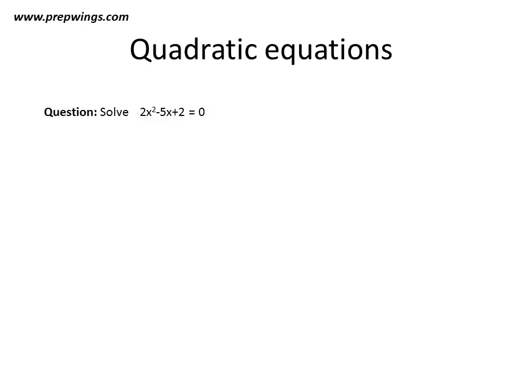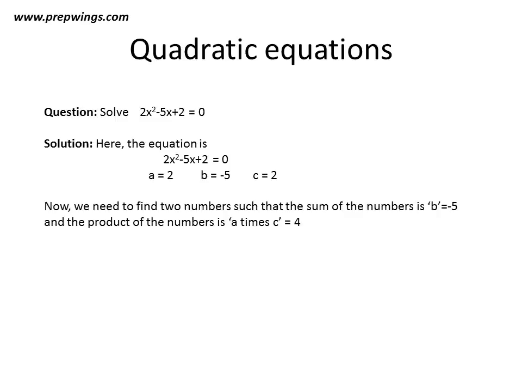A question says that we have to solve 2x square minus 5x plus 2 equal to 0. That means we have to find the value of x. The equation gives us a equal to 2, b is minus 5, and c is 2. Now we have to find two numbers such that the sum of the numbers is minus 5 and the product is 4, because a into c, which is 2 into 2, is equal to 4.